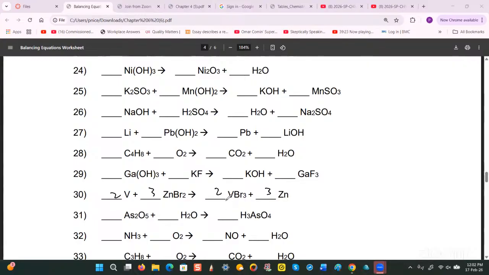Yep, that's correct. Is it 3, 2? No. Let's see. 2 arsenics here, 1 here, so I'll put it from here. 6 hydrogens here, 2 here, so I'll put it from here. And that's still an oxygen, so you have 5 plus 3, 8. So you said 1, 3, 2? Yes, that's it. 1, 3, 2 is first.